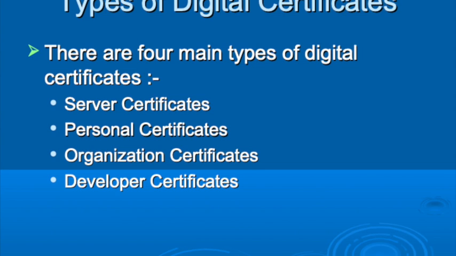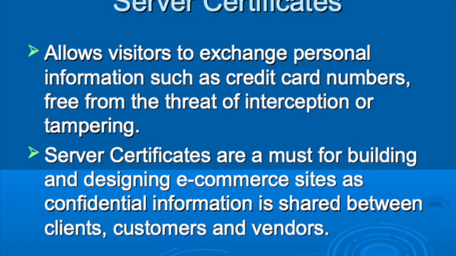Types of digital certificates. There are four main types of digital certificates. Number one, server certificates. Number two, personal certificates. Number three, organization certificates. Number four, developer certificates. Server certificates allow visitors to exchange personal information such as credit card numbers free from the threat of interception or tampering. Server certificates are a must for building and designing e-commerce sites as confidential information is shared between clients, customers, and vendors.